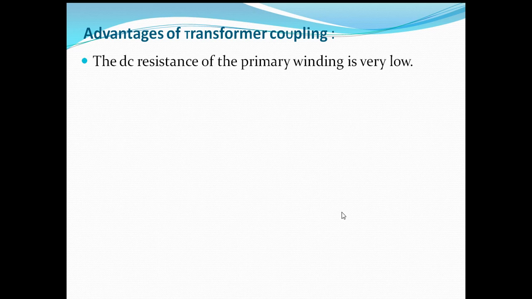Therefore, there is less chance that the DC signal passes from the primary to the secondary winding. Therefore, the DC signal is almost 0 percent at the output of the secondary winding. Therefore, for pure AC applications, transformer coupling is used.